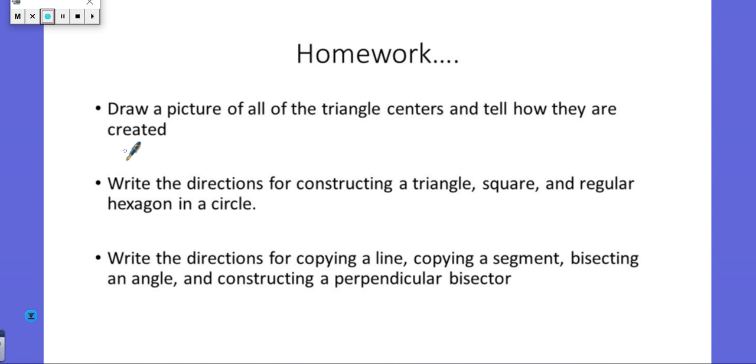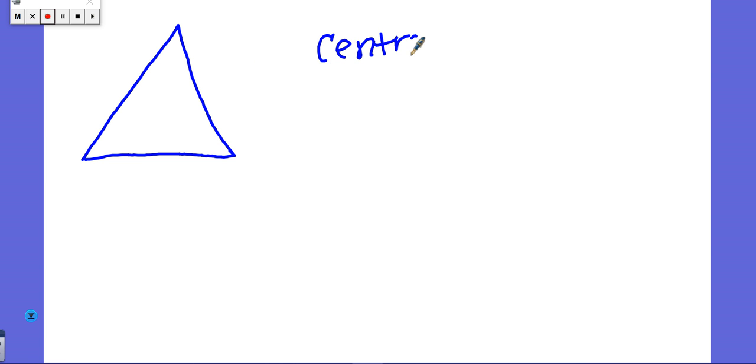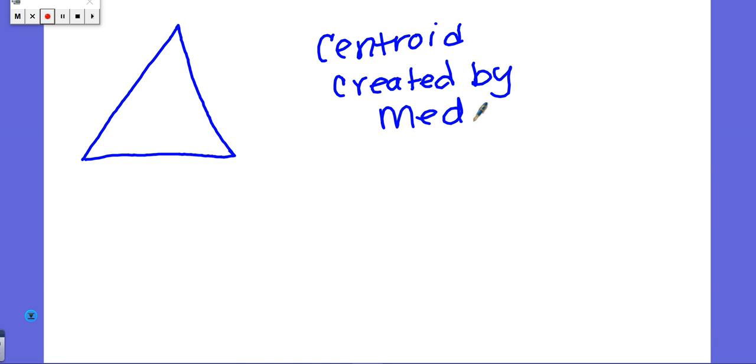So the first one says, draw all of the triangle centers or points of concurrency and tell how they are created. All right, so I'm going to do the first one, which is a centroid. So a centroid is created by medians, okay? Created by medians.